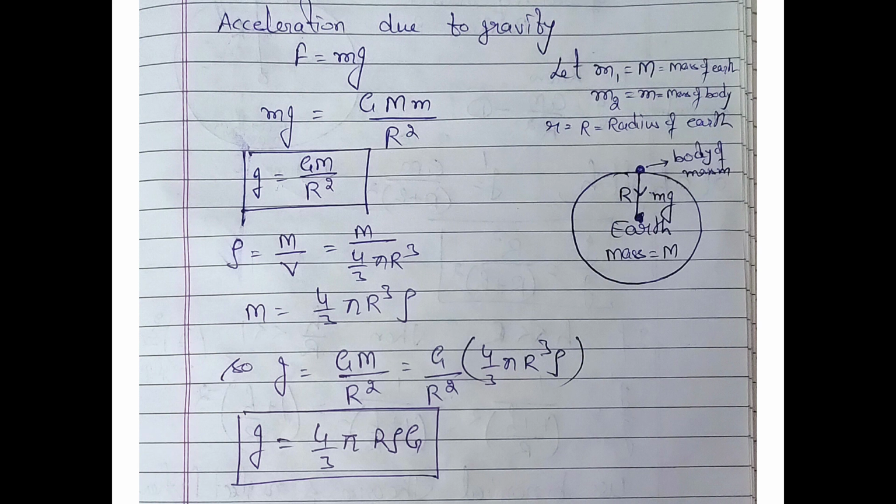You can convert this relation into density also using the relation density is equal to mass upon volume, and volume is 4 by 3 pi R cube. So you can also get g is equal to 4 by 3 pi R rho G.